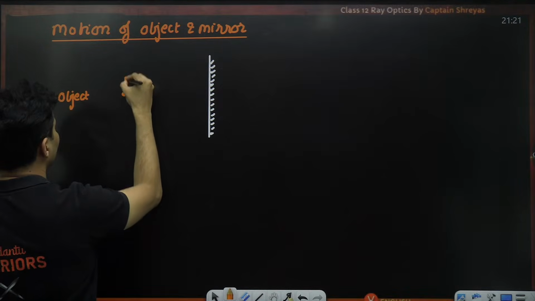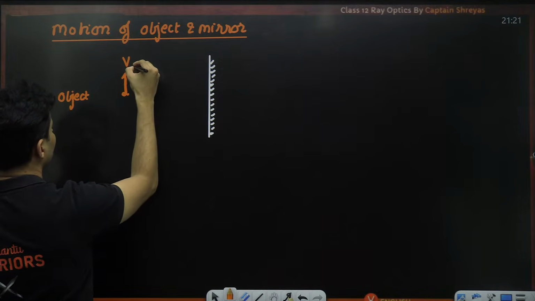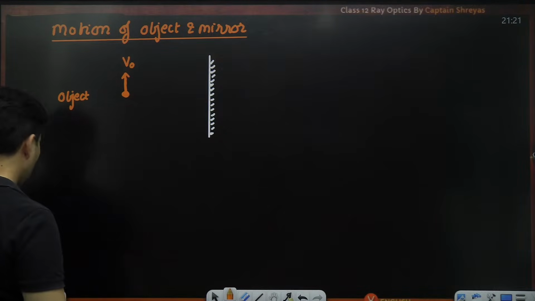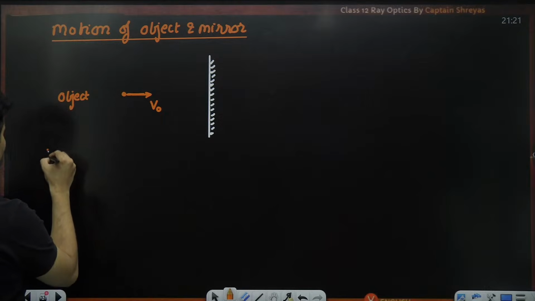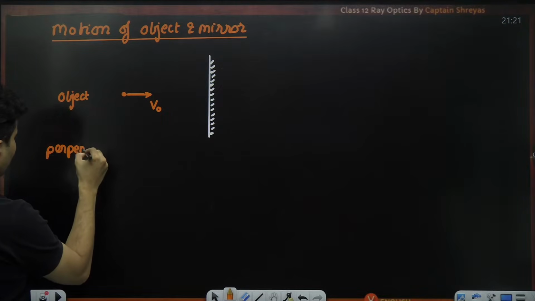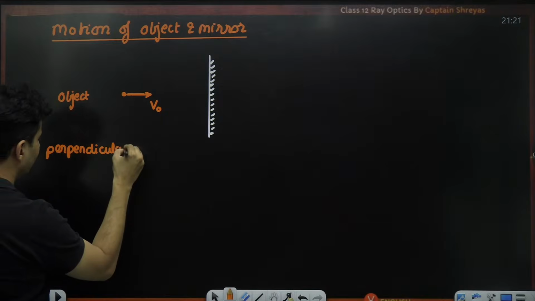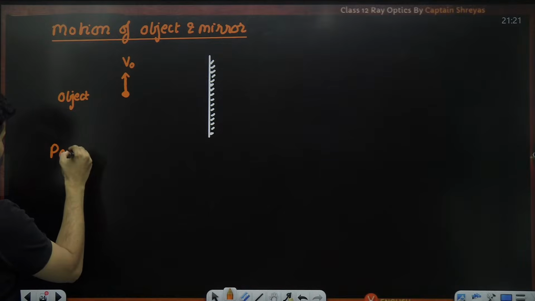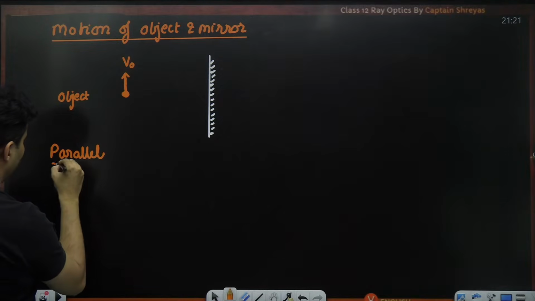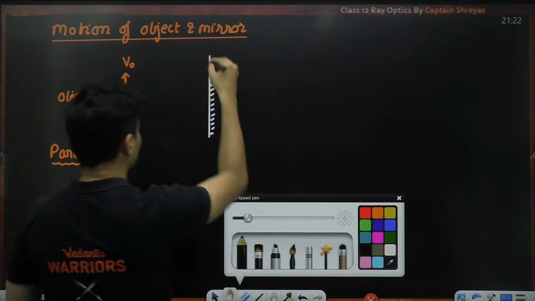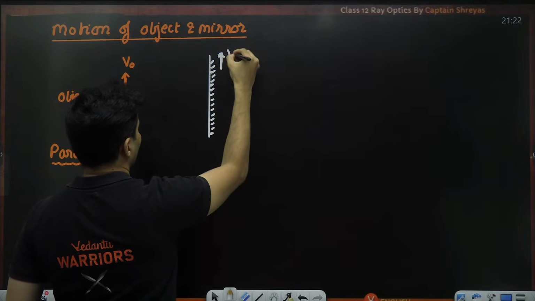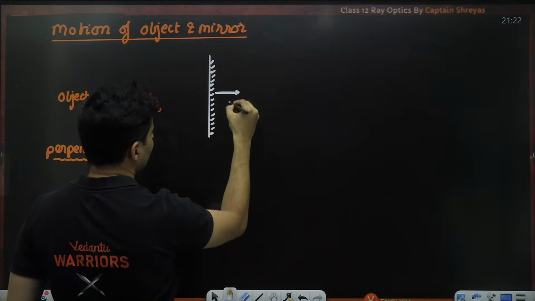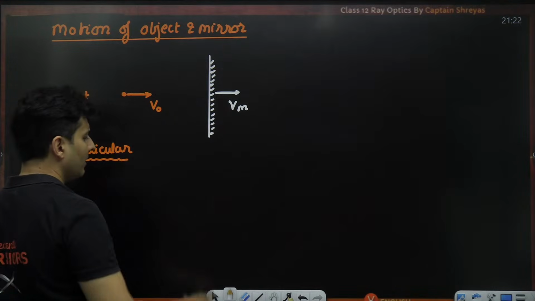Parallel is very, very easy. Velocity of the object parallel to the mirror. Here now we are talking about perpendicular direction. This is perpendicular direction. And the next one we'll talk about parallel direction. In either case, let's say this is the velocity of the mirror in the parallel direction. Here, let's say this is velocity of the mirror in the perpendicular direction.